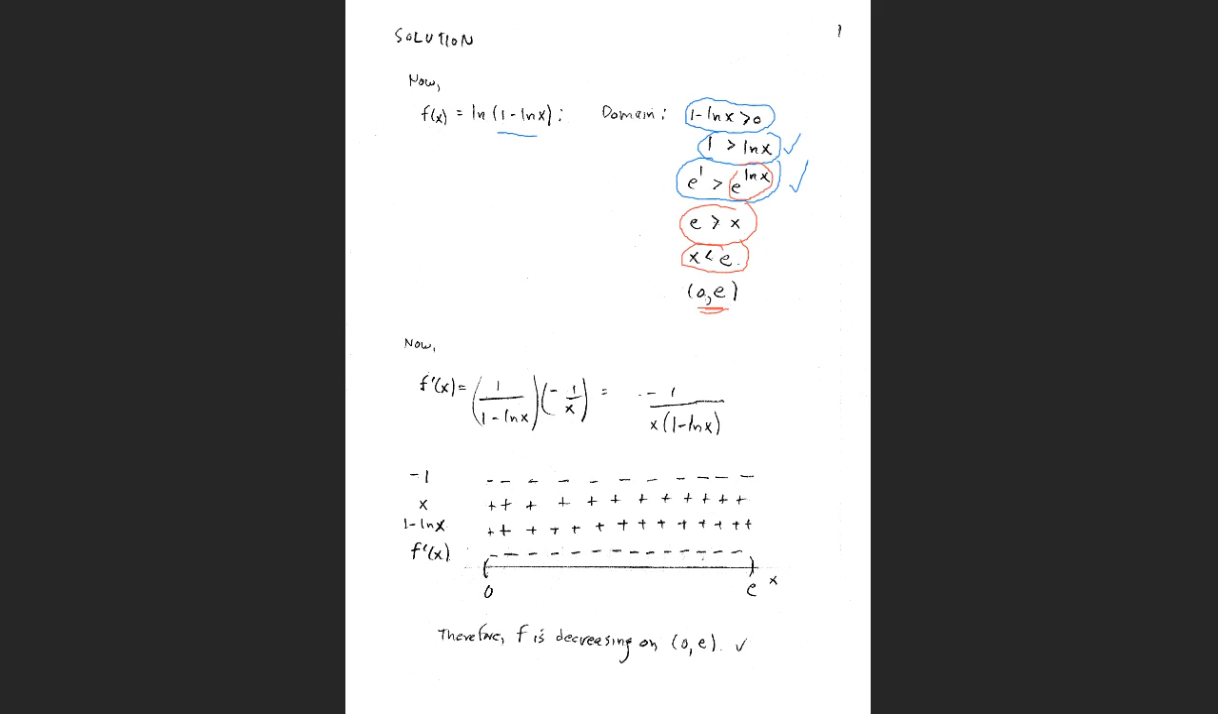That's right. We use the chain rule. We know the derivative of the log of x is 1 over x. So the derivative of the log of 1 minus the log of x is 1 over 1 minus the log of x. But then we have to take the derivative of that inner function, 1 minus the log of x, and that's just going to be negative 1 over x. So in factored form, the first derivative equals negative 1 divided by x times 1 minus the log of x.